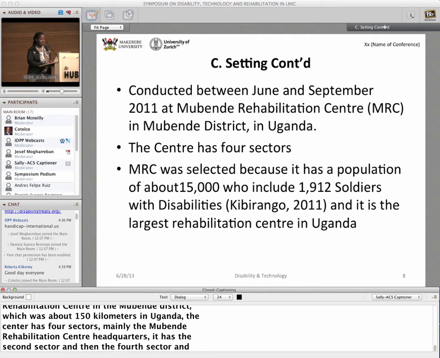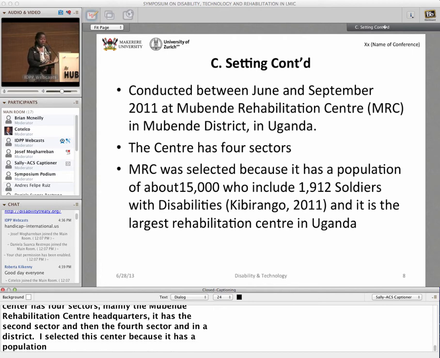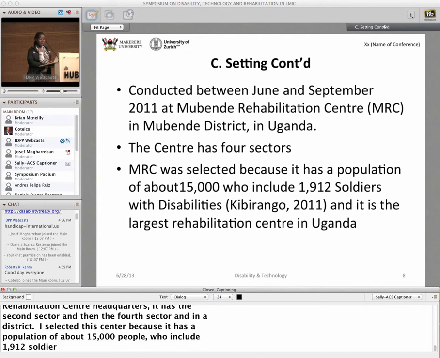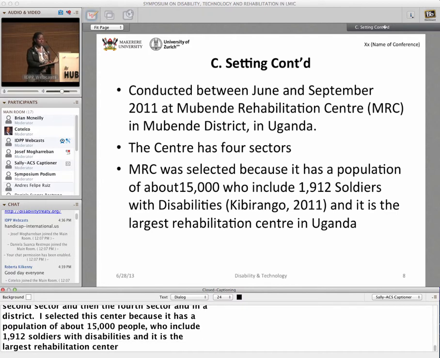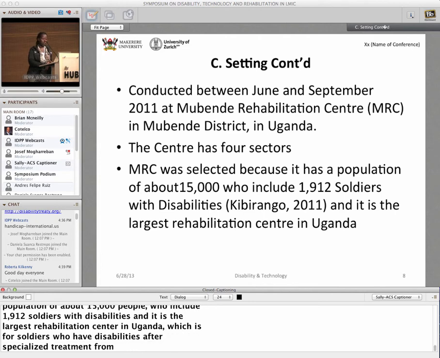I selected this center because it has a population of about 15,000 people, who include 1,912 soldiers with disabilities, and it is the largest rehabilitation center in Uganda, which receives soldiers who have sustained disabilities after specialized treatment from injuries acquired from the battlefields.